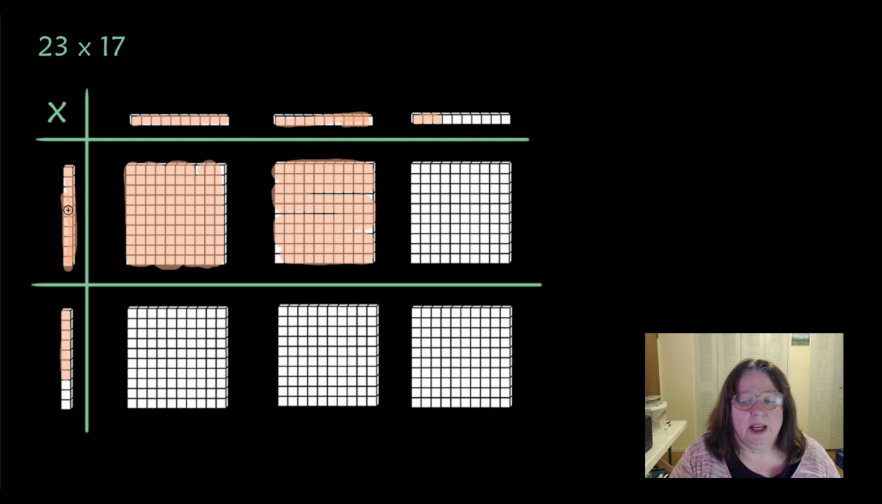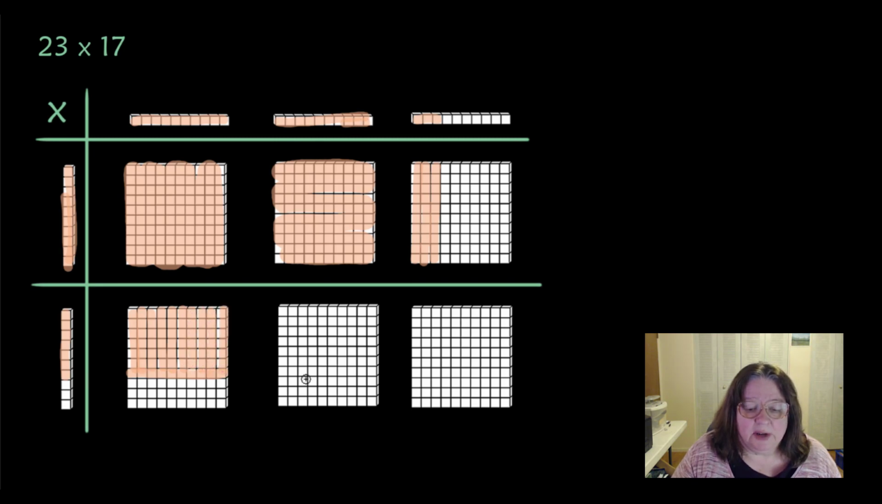Okay, now we have 10 times 3. So what I'm going to do is count 3 over, 1, 2, 3, and go straight down, because 10 times 3 is 3 groups of 10, and that's exactly what I have here, 3 groups of 10. Now I have 10 times 7, so I'm just going to stretch this line for the 7 across, and then shade all these in, because I have 7 10s.